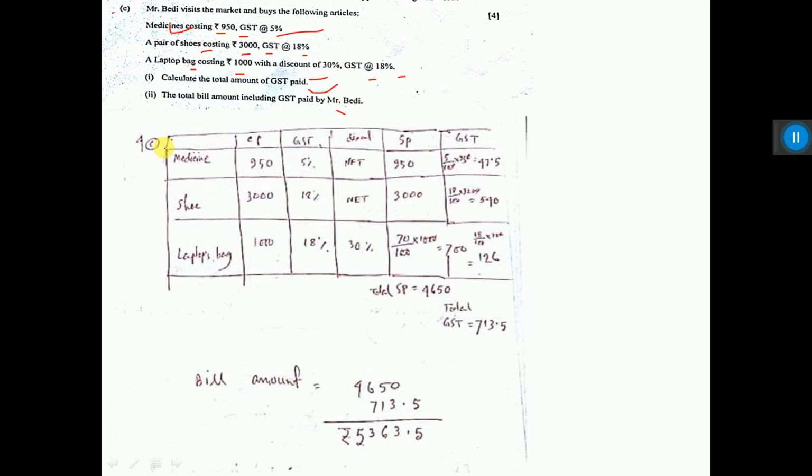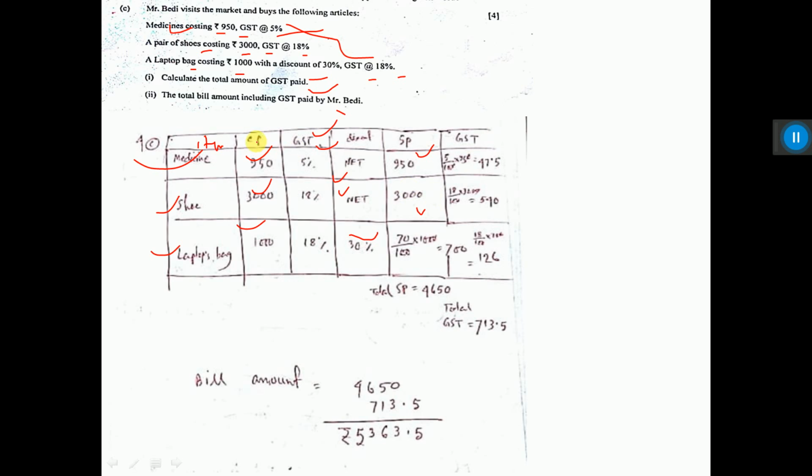So you make this table: medicine, then shoes, then laptop bag. Here you write item. Then the CP, you just copy it here from the above where it is given. Then GST also, it is given, you just copy. And discount: you see, for the first two no discount is given, that's why I have written net amount, and the laptop bag has 30% discount. So SP will be 950 only because no discount. So SP will be 3000 only.